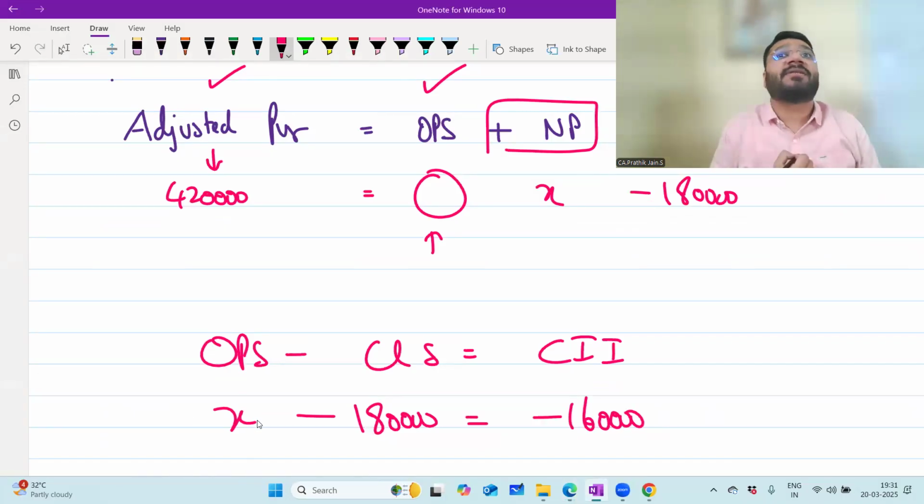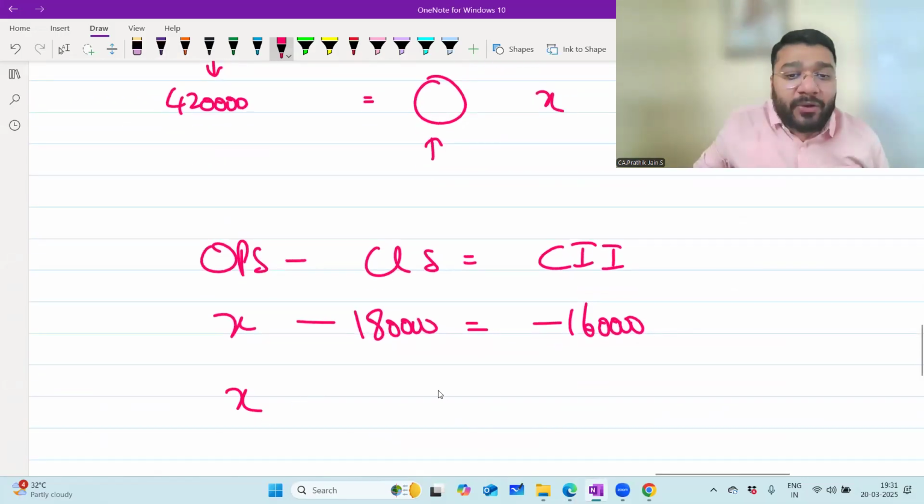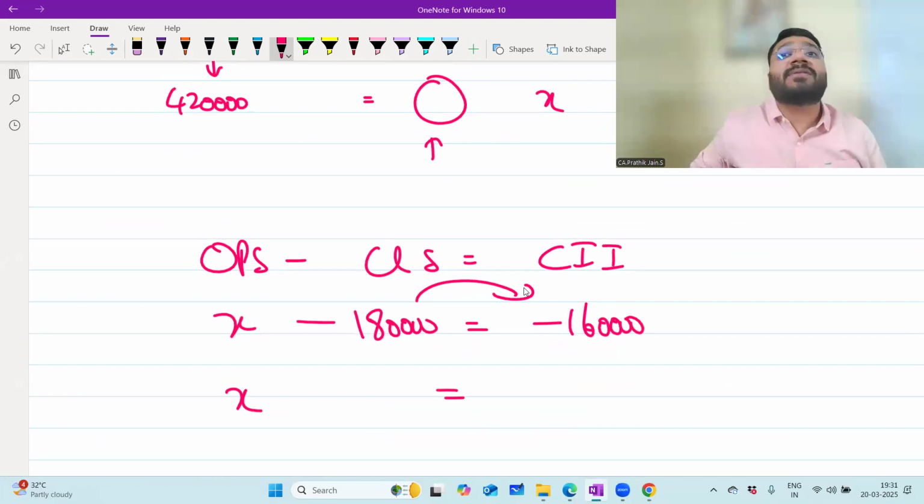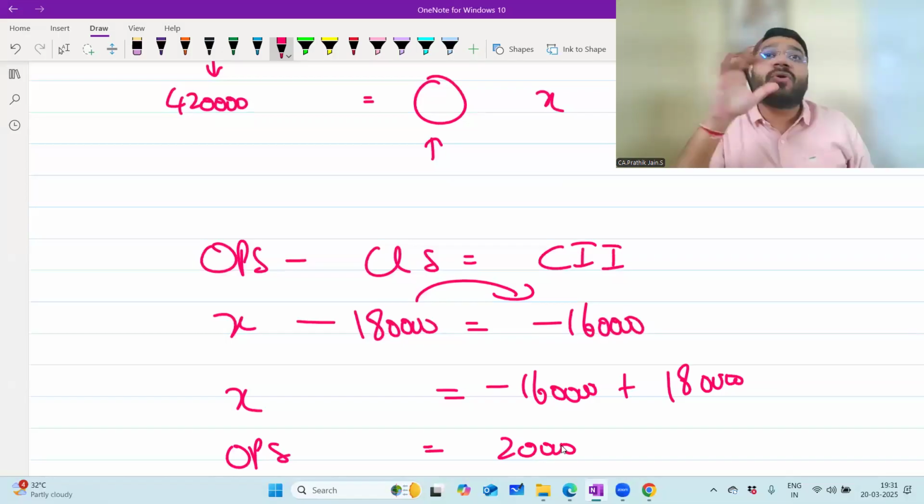Opening stock is X. So now X is equal to, take this 180 to the other side. Minus 180 when it goes to the other side becomes plus 180. So minus 1,60,000 plus 1,80,000. So what is my opening stock? 20,000. Can you cross check once?